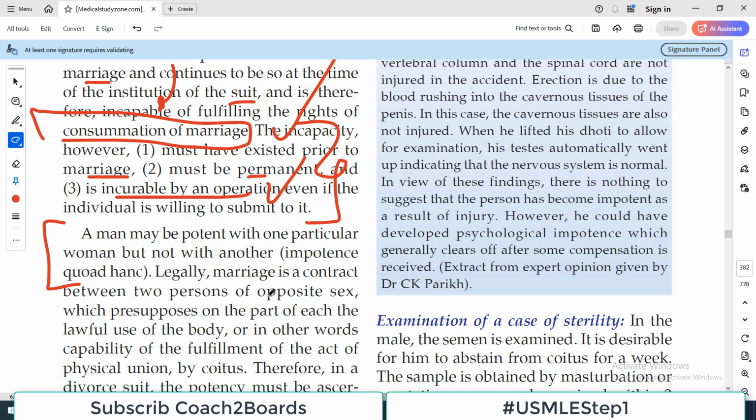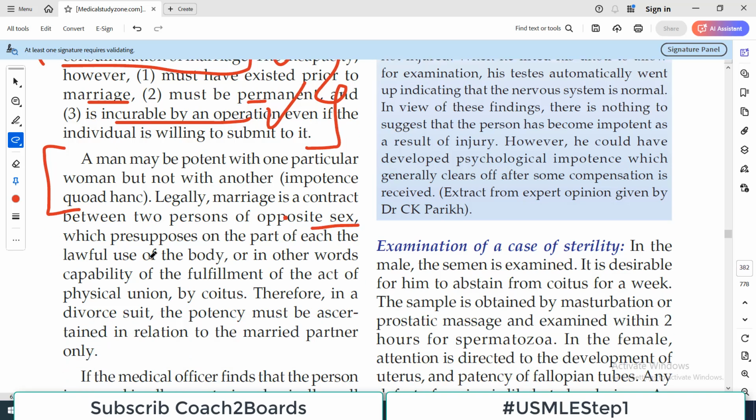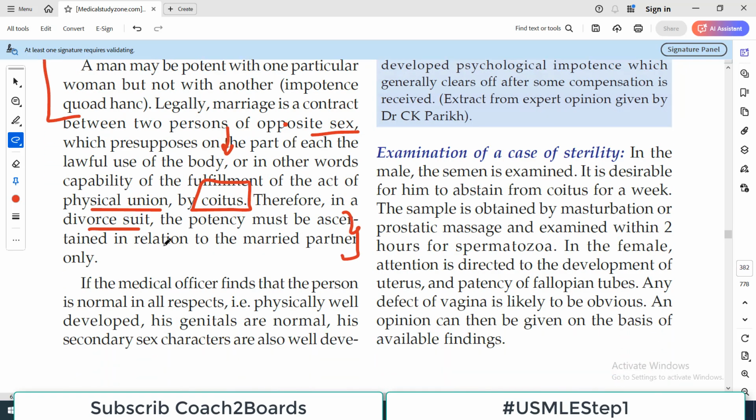Legally, marriage is a contract between two persons of opposite gender, which presupposes on the part of each the lawful use of the body, or in other words, capability of fulfilling the act of physical union by coitus. Coitus is sexual intercourse. Therefore, in a divorce suit, the potency must be ascertained in relation to the marriage partner only. That is, this story will not work in court, that bhai, with my wife I suddenly become impotent, and with somebody else I am like a superman. It won't work like that, right? Because the court of law sees your potency and impotency in relation to your marital partner.